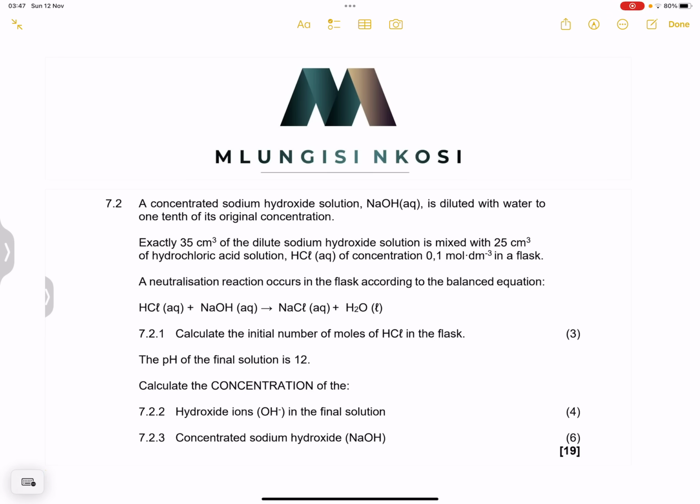All right, and this time we are looking at acids and bases, just one of those long questions, right?